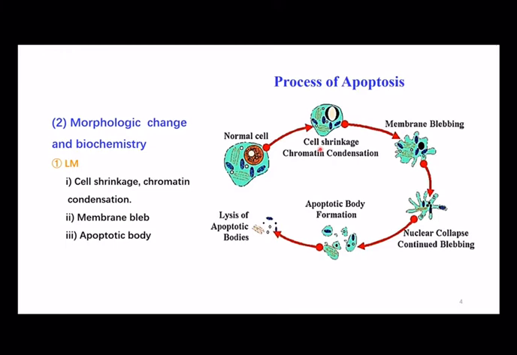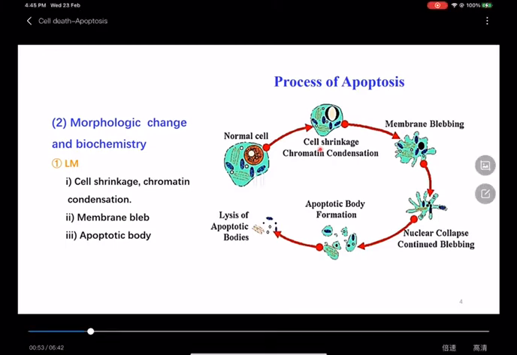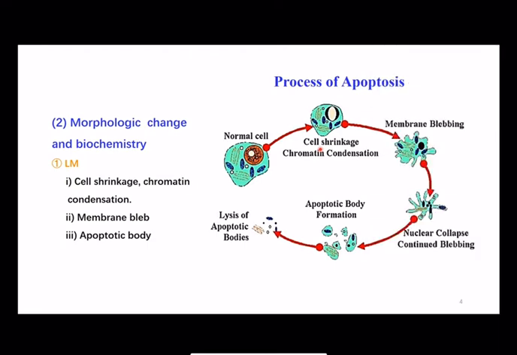The morphologic change and biochemistry of apoptosis can be divided into three steps. Firstly, the cell shrinks. The cytoplasm is condensed and becomes eosinophilic. The chromatin is also condensed. Then the nucleus collapses and the cell membrane starts to bleb. Finally, the cell membrane wraps chromatin fragments and cytoplasmic organelles to form many apoptotic bodies. These apoptotic bodies will be cleared by phagocytes.